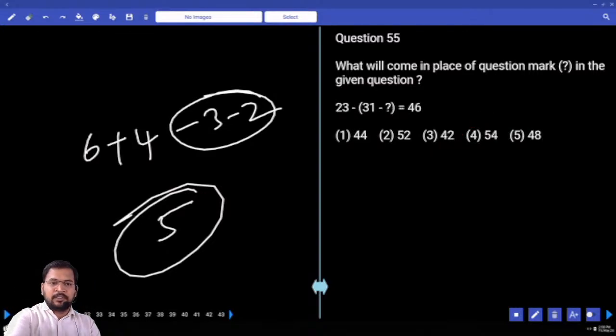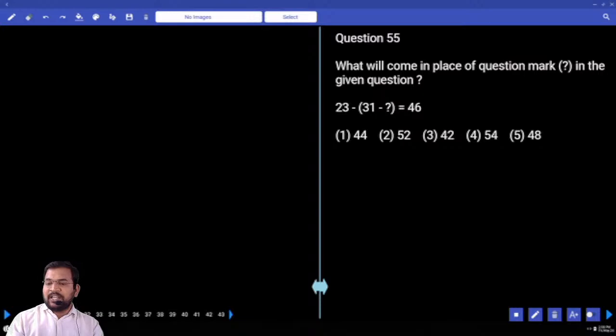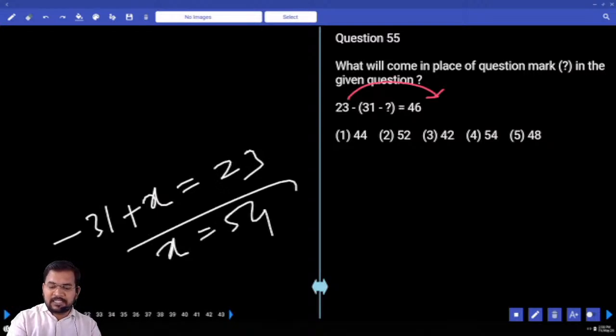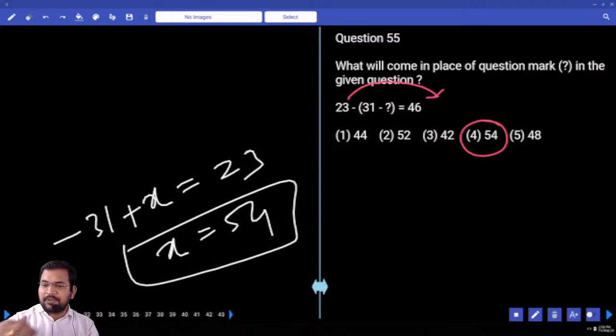Next one. So 23. This 23 comes to this side, Nana. Minus 31 plus x is equal to 23. X is equal to 54. Your answer is 54. This 23 comes to this side. 46 minus 23 is nothing but 23. Minus 31, minus of minus is plus. The question mark will be x. Are you clear?